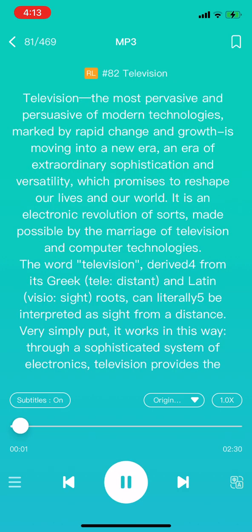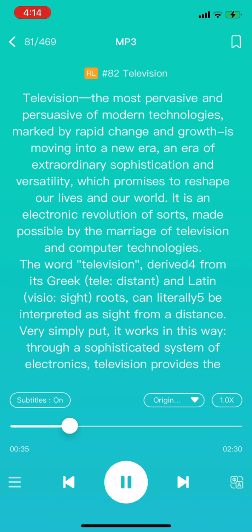Television, the most pervasive and persuasive of modern technologies, marked by rapid change and growth, is moving into a new era, an era of extraordinary sophistication and versatility, which promises to reshape our lives and our world. It is an electronic revolution of sorts, made possible by the marriage of television and computer technologies. The word television, derived from its Greek and Latin roots, can literally be interpreted as sight from a distance.